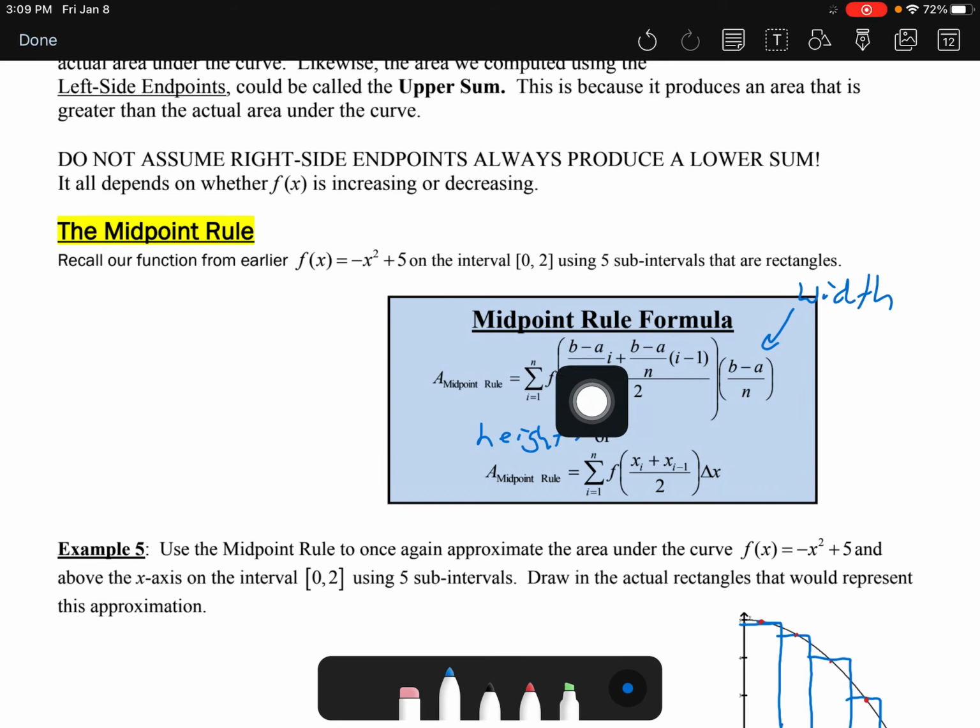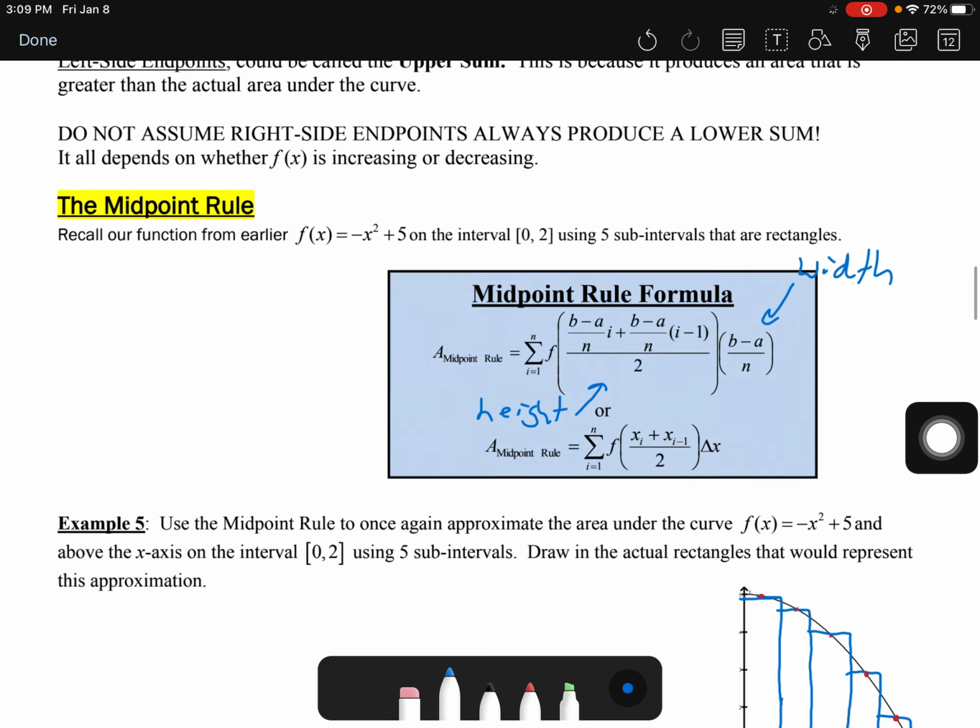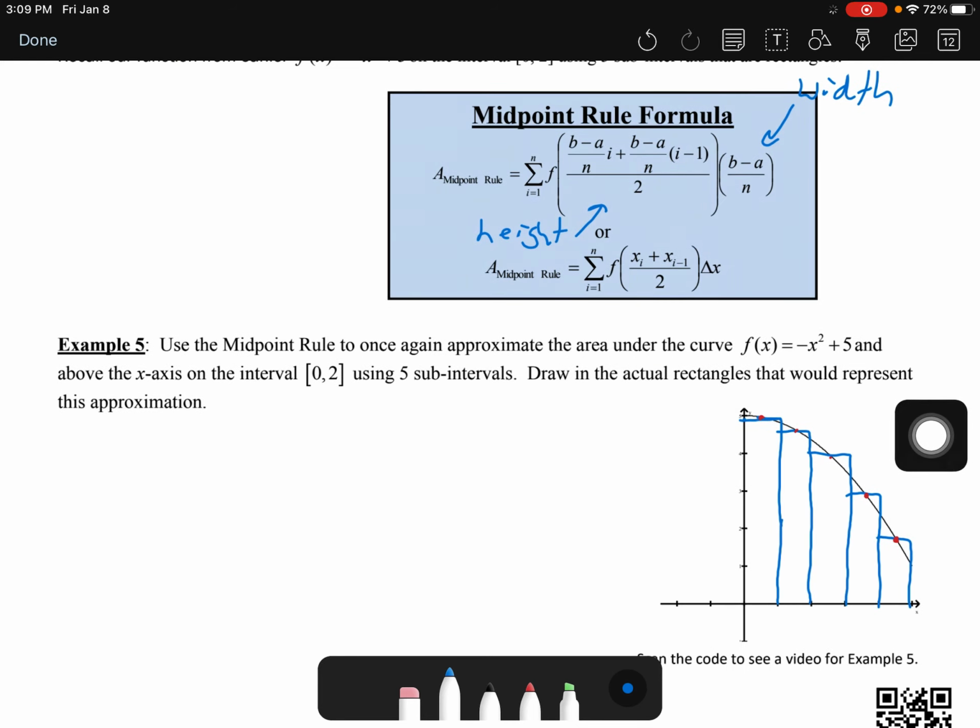Okay, so it says (b minus a) over n times i plus (b minus a) over n times (i minus 1), divided by 2. You're adding two things and you're dividing by 2, which really means the average of two things. We're averaging our two x coordinates, the two endpoints. So if these are counting by 2/5, this is 2/5 and 4/5 and so on like that, okay?